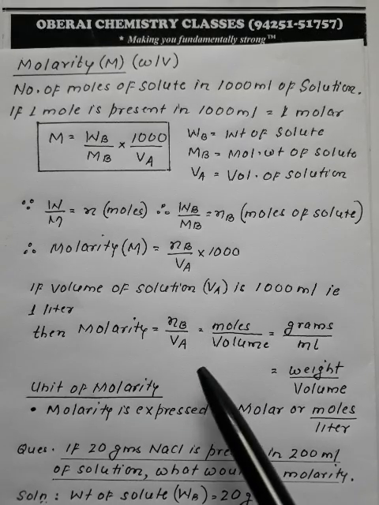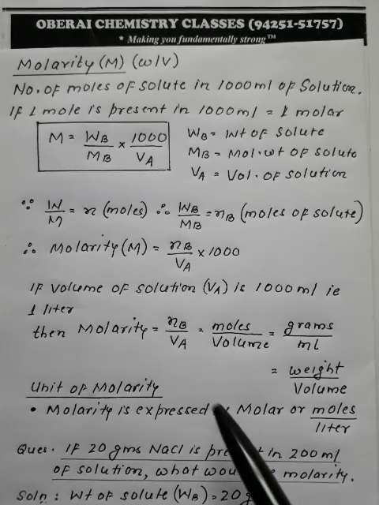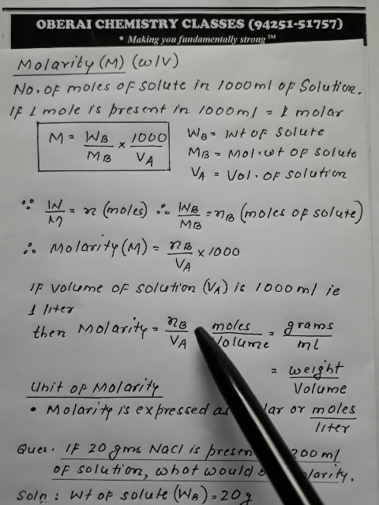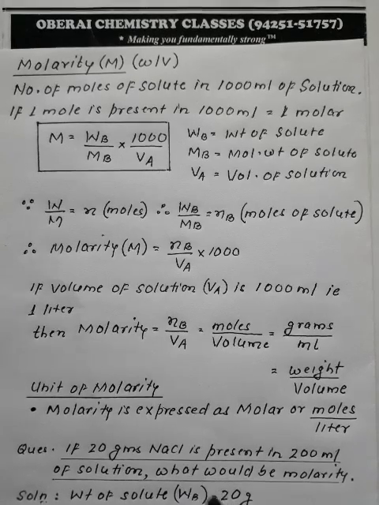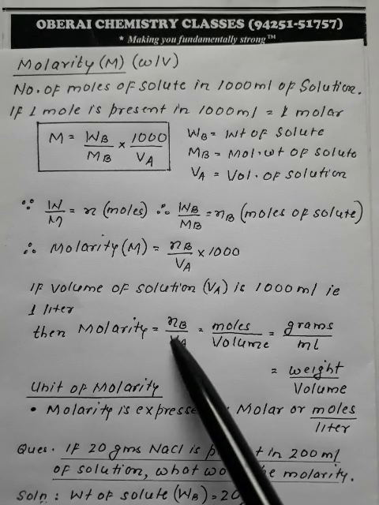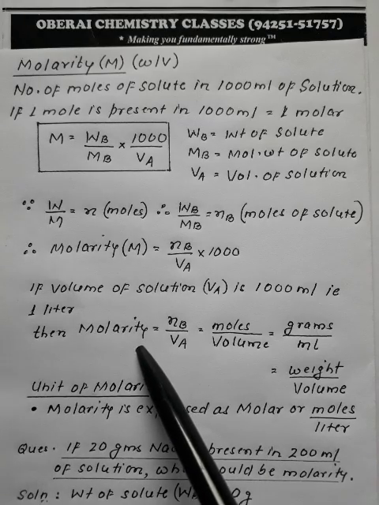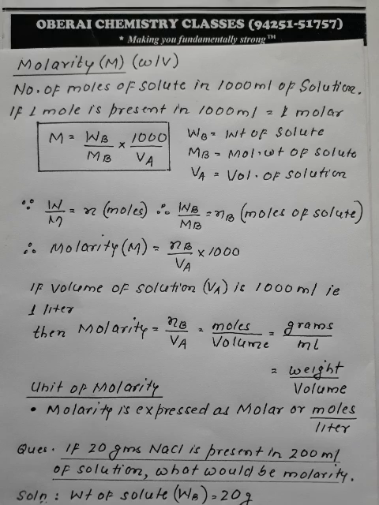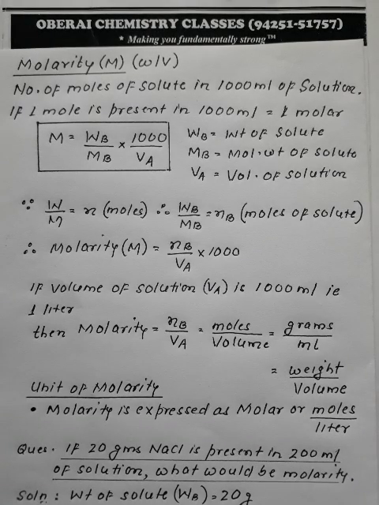N upon V, what is N? It is mole of solute. Therefore, we have written B. VA is the volume of solution. So NB upon VA or simply N upon V is called molarity. What is N? It is mole of solute. What is VA? It is volume of solution. So we say molarity is moles by volume.